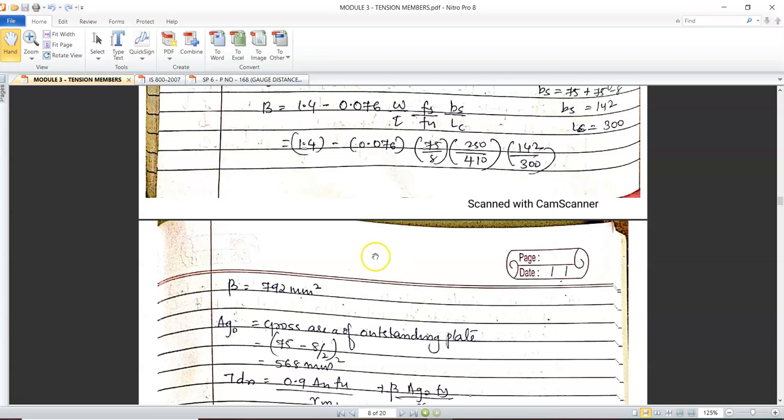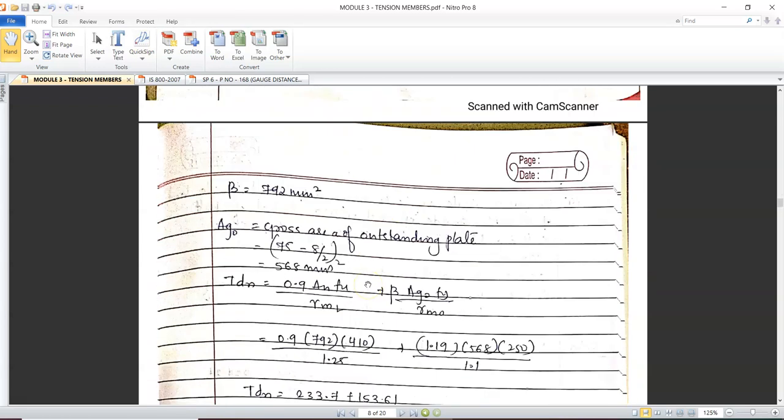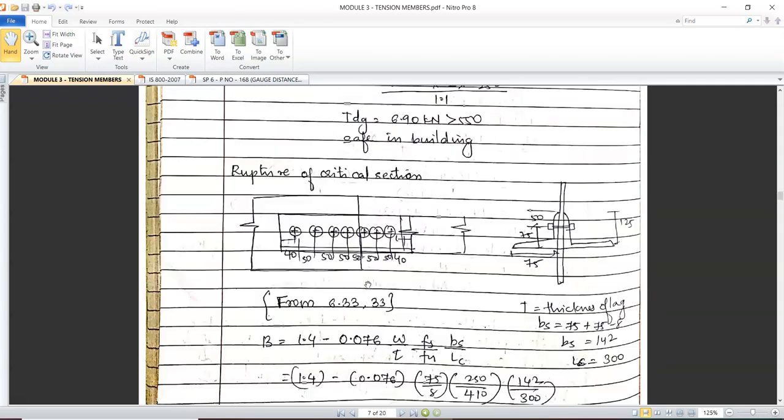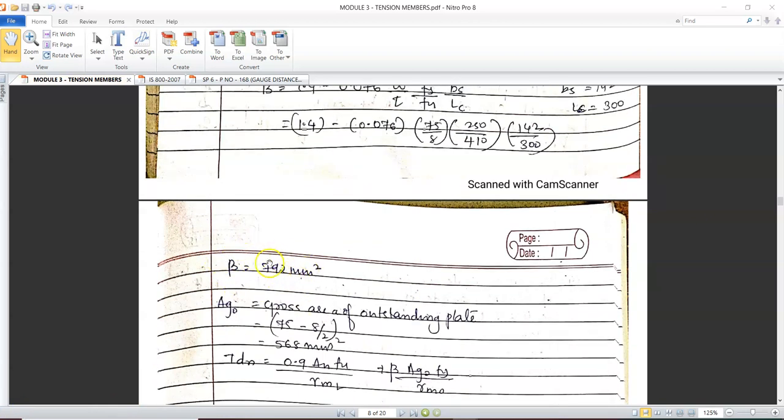Ag0 is the gross area of the outstanding leg and ANC is the net area of the connected leg. The outstanding leg here is 75 mm: 75 minus half of the thickness, into 8. The ANC calculation is not shown here. This is incorrect. Please don't refer to this.